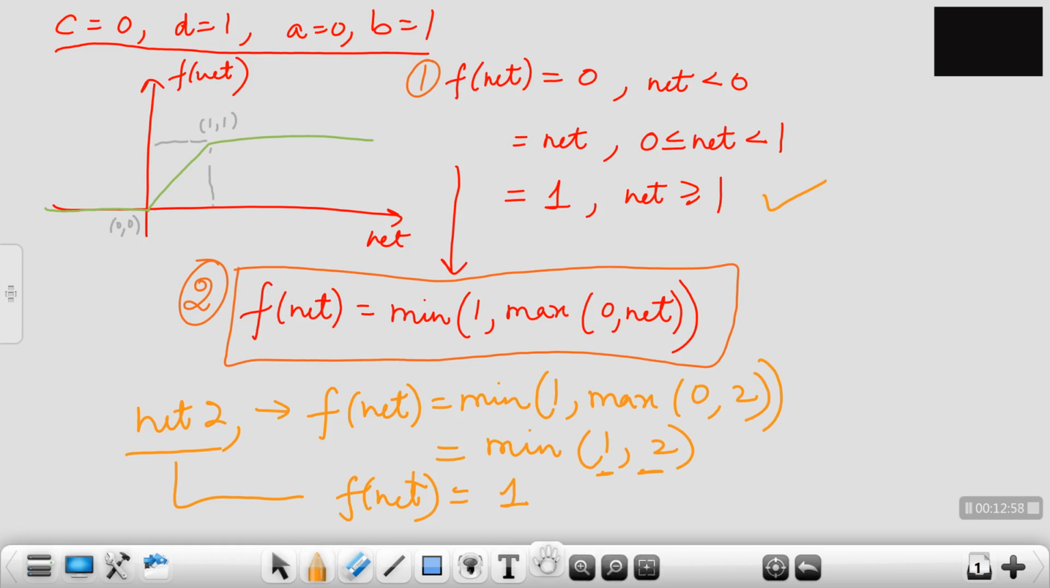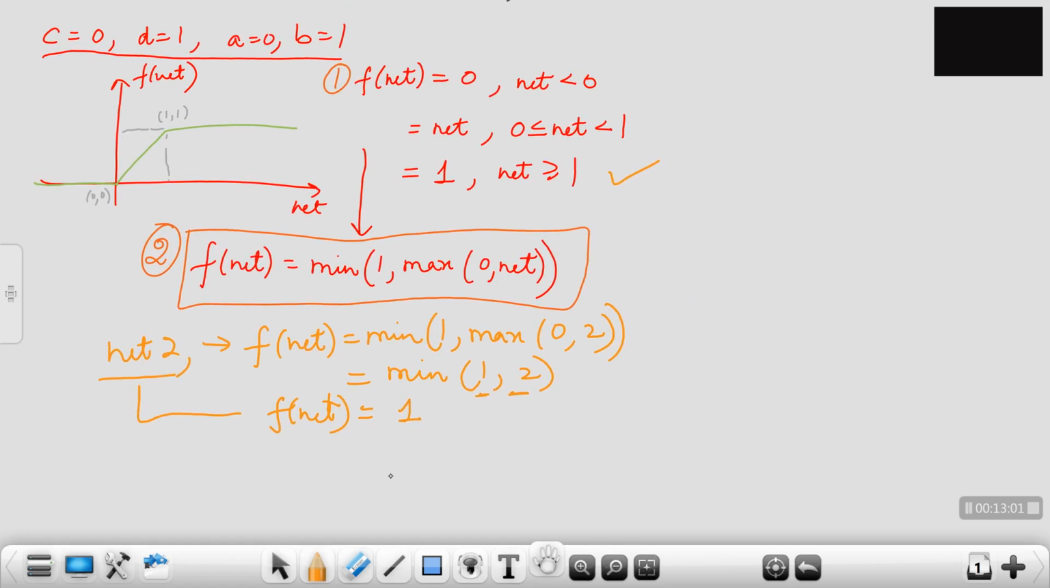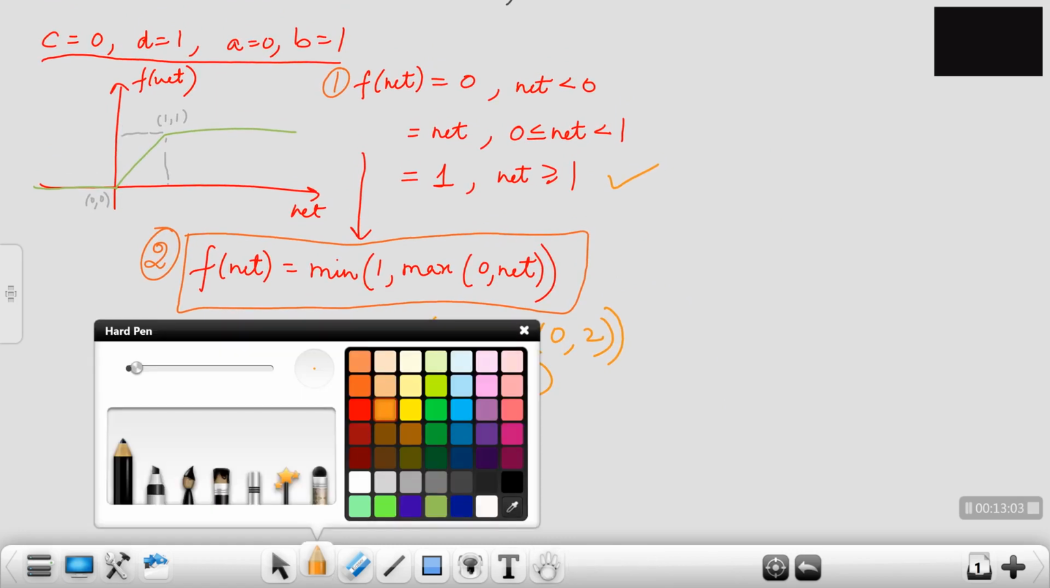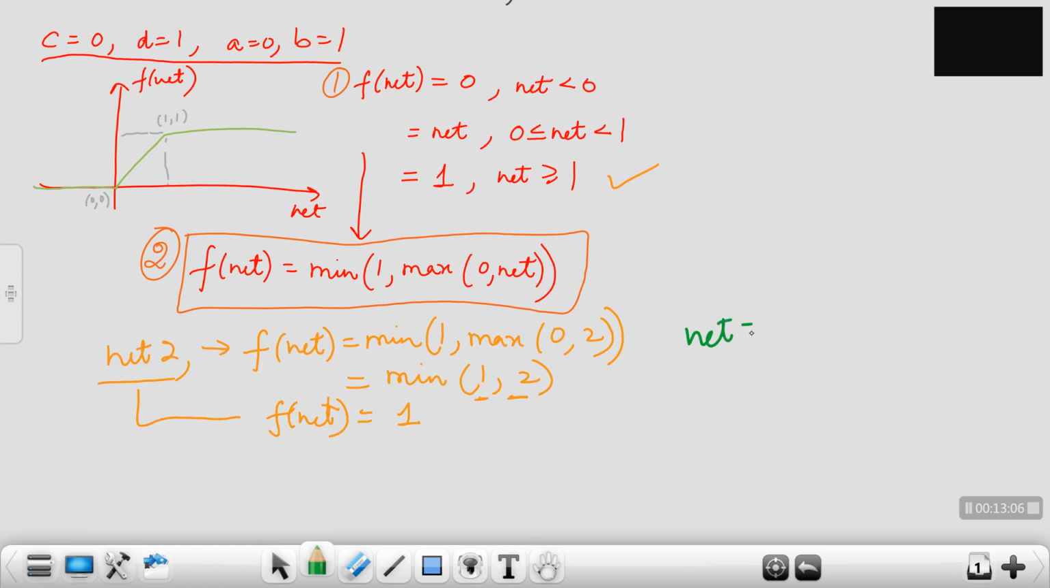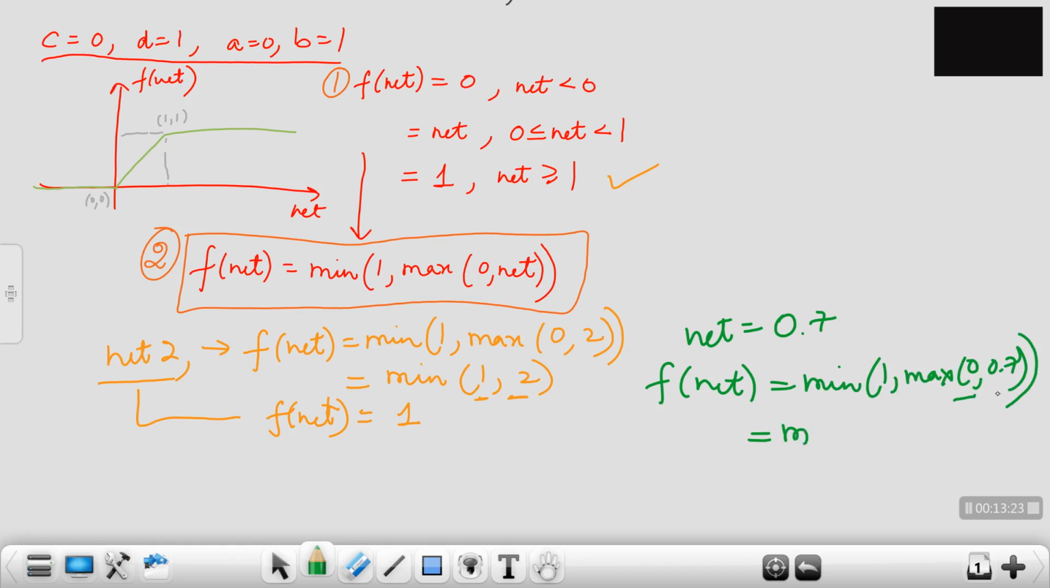We'll take another example and check. And that example we shall take as net is equal to something else. Say we'll take net is equal to 0.7. When we take net is equal to 0.7, f of net will be nothing but minimum of 1 comma maximum of 0 comma 0.7. Now what is the maximum between 0 and 0.7? It is 0.7. So it will become minimum of 1 comma 0.7. And what is the minimum between 1 and 0.7? Minimum between 1 and 0.7 is 0.7.